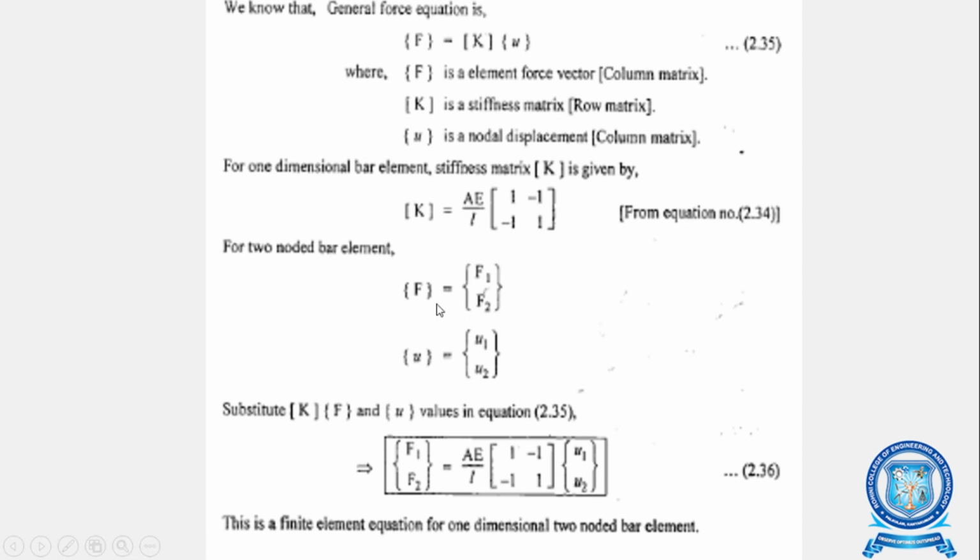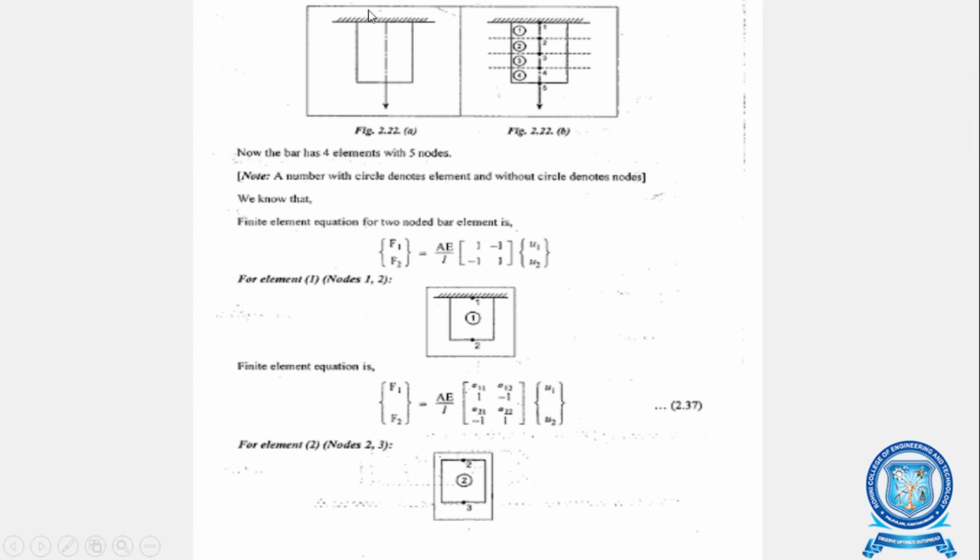So for two nodal bar element, F is equal to F1, F2, U is equal to U1, U2. Substitute the K matrix, F matrix, and U matrix values in equation 2.35. Therefore, F1, F2 is equal to AE by L [1 -1; -1 1] U1, U2. This is the finite element equation of one-dimensional two-noded bar element. Now consider a bar element which is fixed at one end, and the other end is free, and the load is acting at the other end.